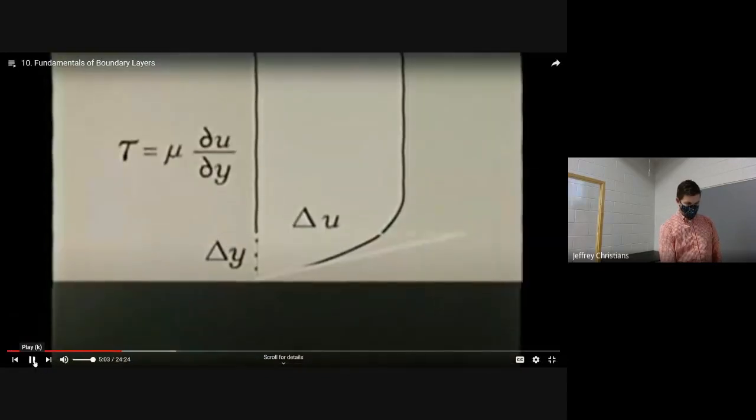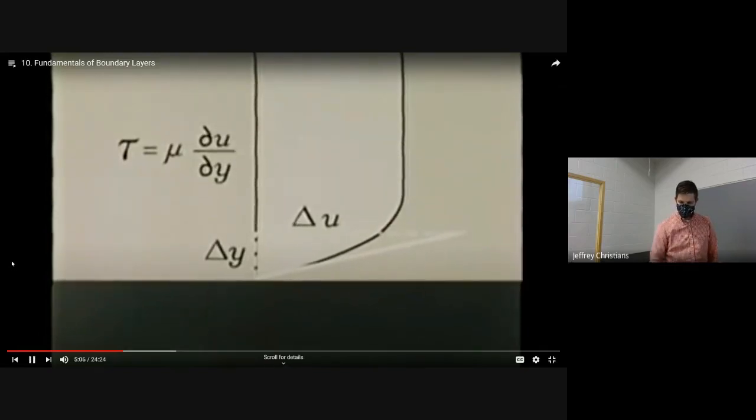Okay, so for number one, you should be able to answer number one. For number two, you're going to draw two pictures that look like this. One that is upstream and one that's downstream along the plate. So I think right after this, he shows exactly what that looks like.